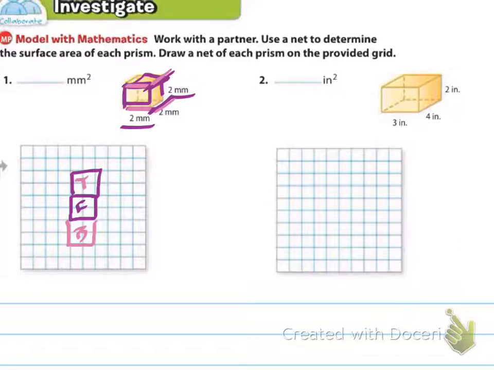Now we need to do our sides. So let me get a different color for the sides. So over here are the sides. And again, it's going to be 2 by 2. So I'm going to do 2 by 2, and here's a side. 2 by 2, that's another side.